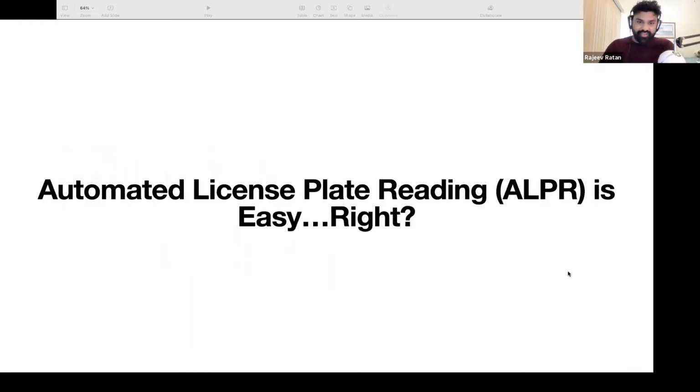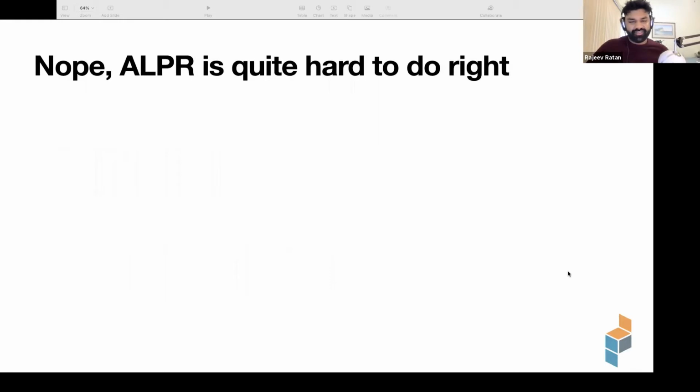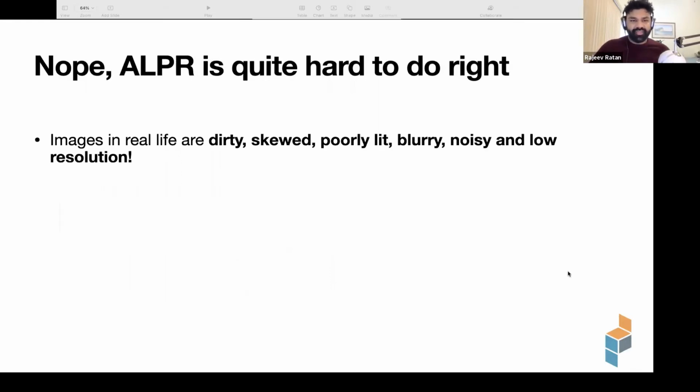So ALPR, automatic license plate reading, is easy, right? Well, technically, no, it's not. It's quite hard to do it right. Because in real life, images are dirty, skewed, poorly lit, blurry, noisy, low resolution, and they have a lot of other issues too, which you'll see in upcoming slides.